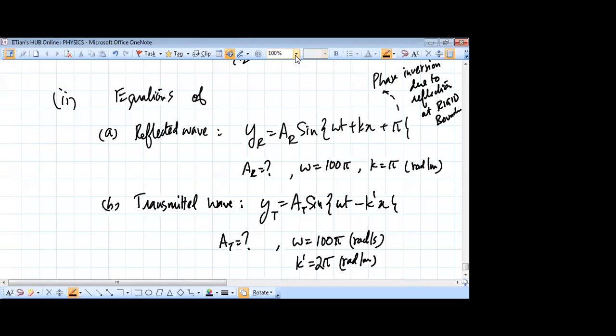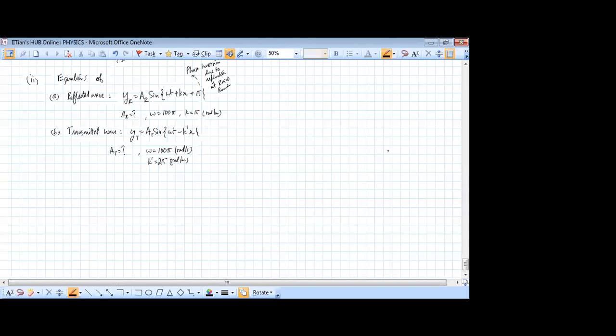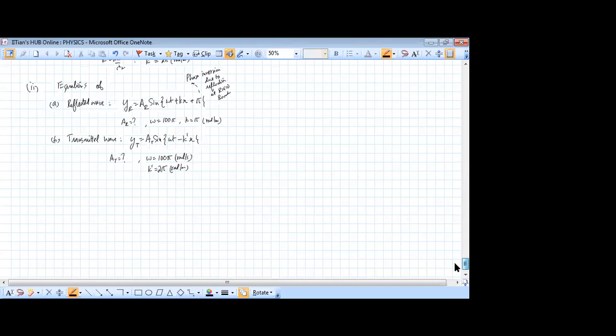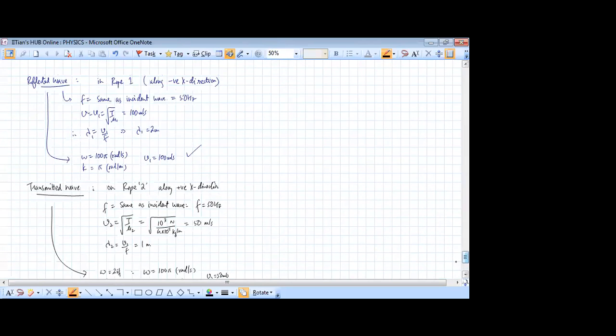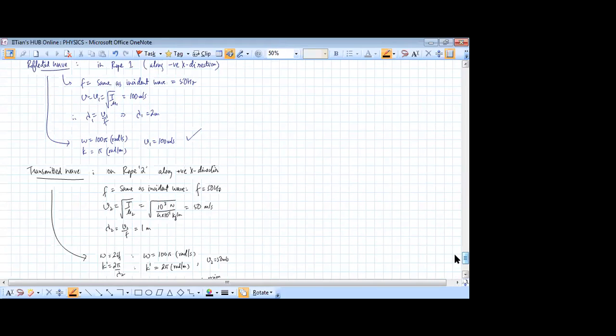So the first two parts, this is how you deal with them. Now the third part, we have to find the amplitudes of the transmitted and reflected waves, and for that, partly we will use the relationship that power should be conserved. So the incident power should be equal to the sum of the reflected power and the transmitted power. Making use of that, we will be able to find the amplitudes. So just make sure you understand this part and the equations first.